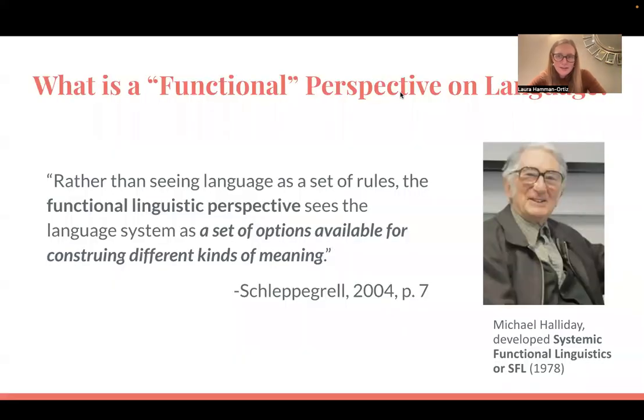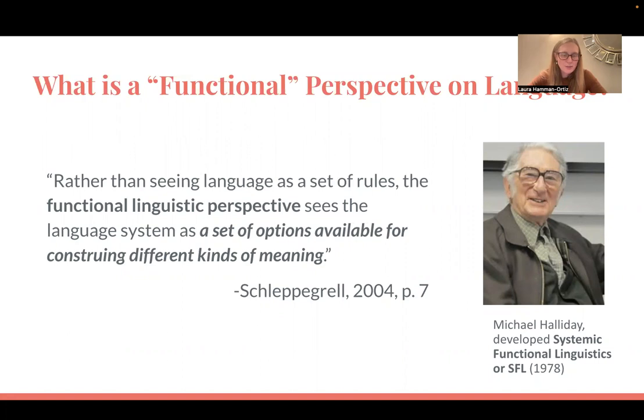Now, as you read about in the Gibbons text, a functional perspective on language is rooted in a theory developed by Michael Halliday, who is a British linguist who spent most of his career in Australia, and he developed systemic functional linguistics, or SFL, in the 1970s as a way to think differently about language.